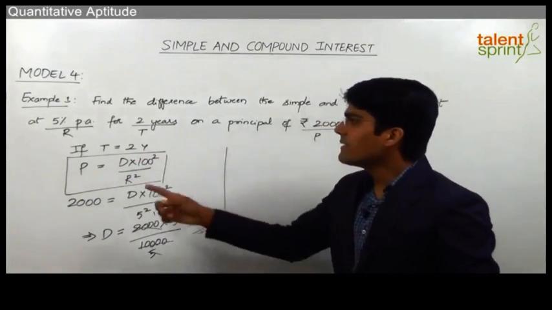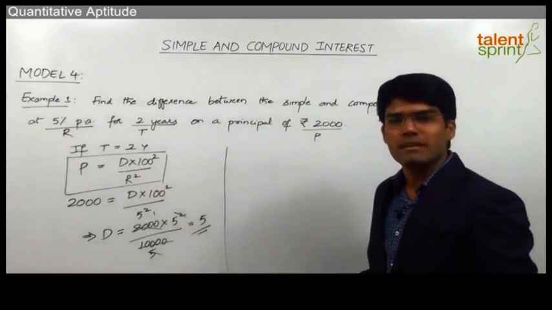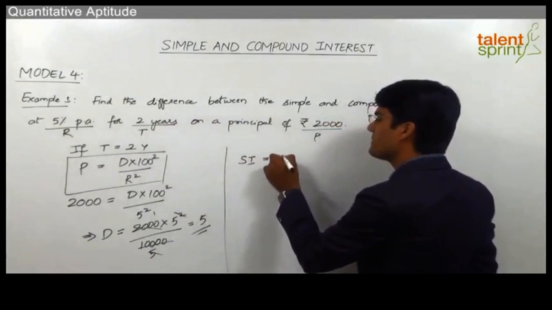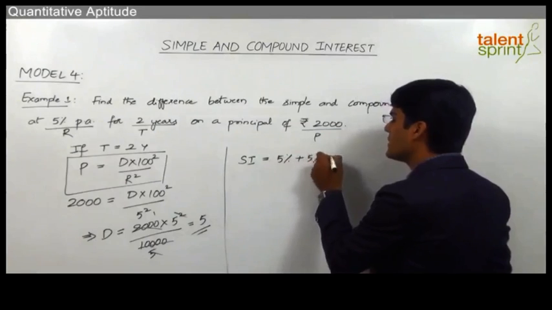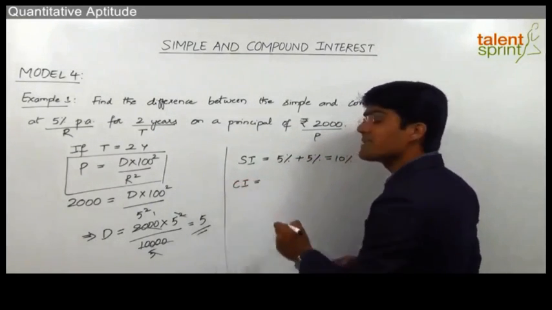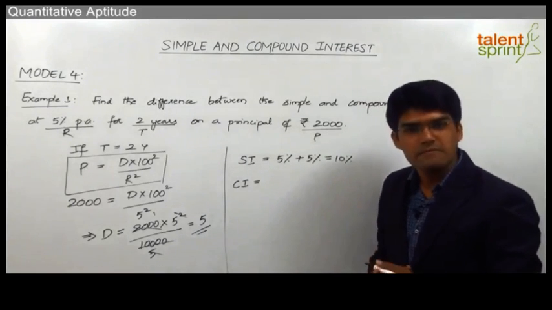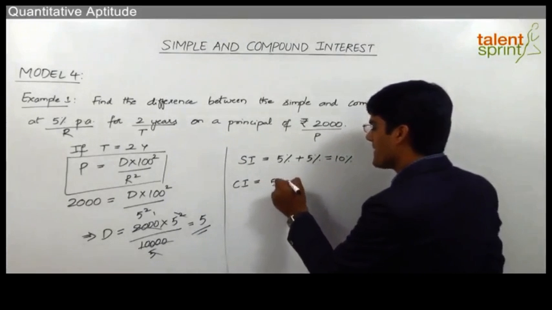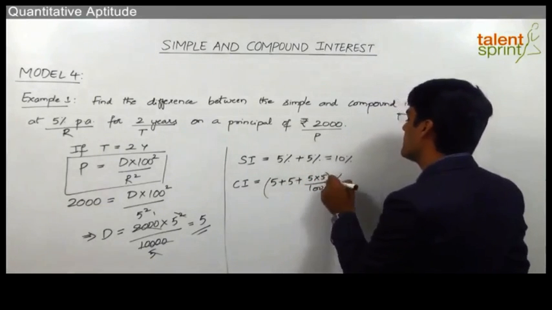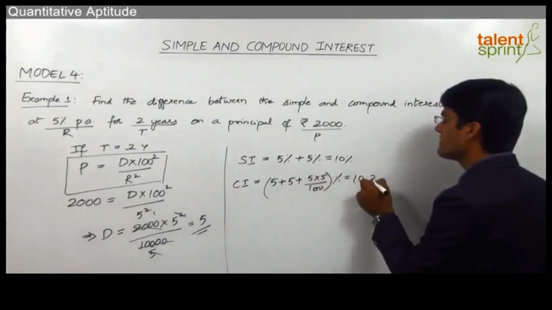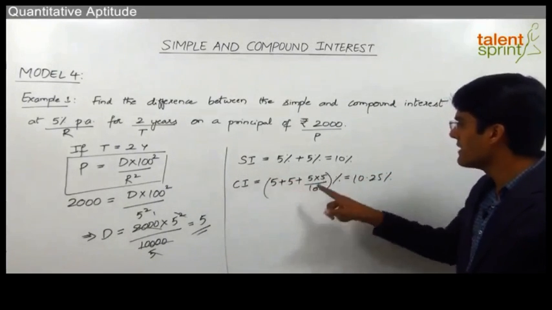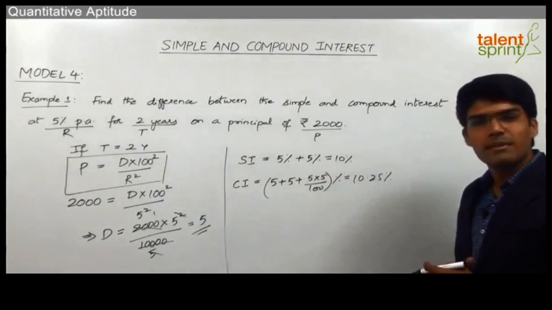We know that if the rate of interest is 5% per annum and the time period is 2 years, the simple interest earned in 2 years would be 5% plus 5%, that is equal to 10%. And the compound interest earned would be a plus b plus ab by 100, since it is an effective percentage. So 5 plus 5 plus 5 into 5 by 100, that is equal to 10.25%.